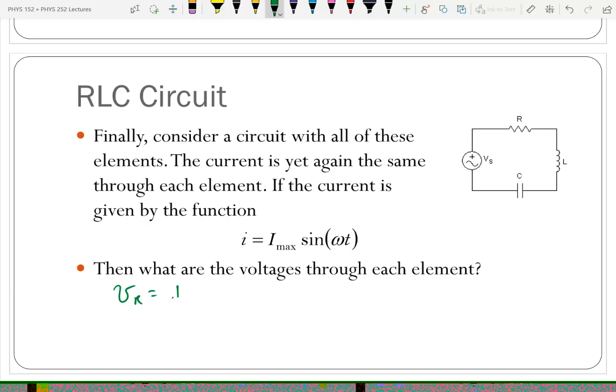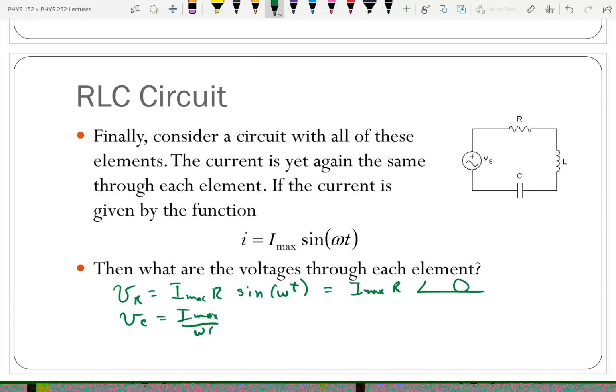Going to be what? Okay, so that's going to be I max R sine of omega t, or in phasor form, I max R angle of 0. V capacitor, what should V capacitor be? Okay, we did the integral already, so I'm not going to redo it, but that's correct. We had to do the integral, and we found that it was I max over omega C.